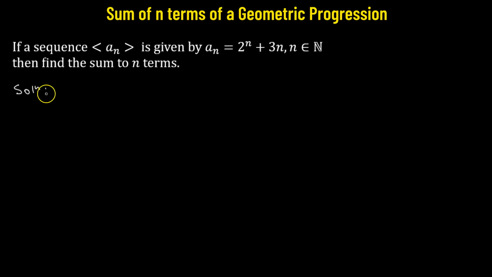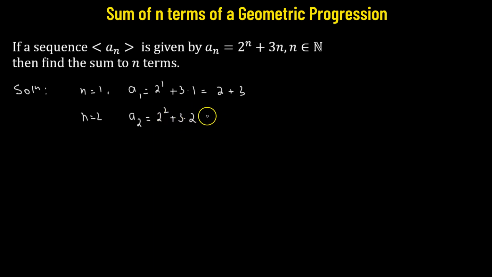So let's begin. First, for n equals 1, we can obtain the first term, which will be equal to 2 raised to the power of 1 plus 3 times 1. So that gives us 2 plus 3. We're not going to take the sum, we'll just keep it as 2 plus 3. Then the second term will be for n equals 2. That is going to give us a2 equals 2 squared plus 3 times 2. We will not simplify this. For n equals 3, we're going to get the third term, which will be 2 cubed plus 3 times 3. So let's find out the sum.